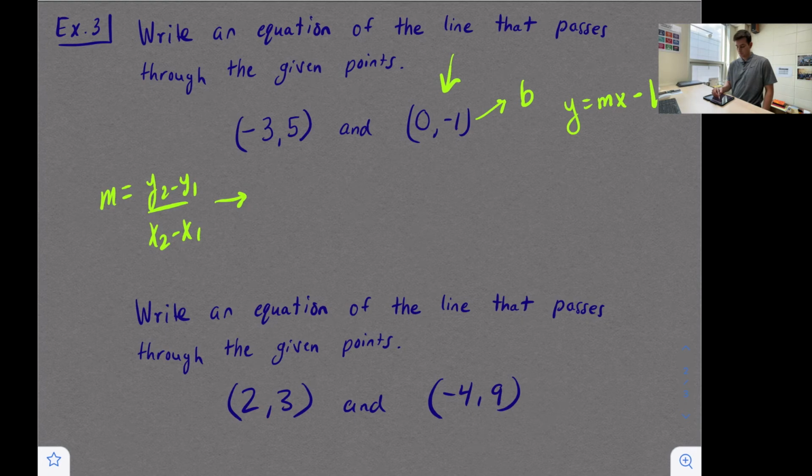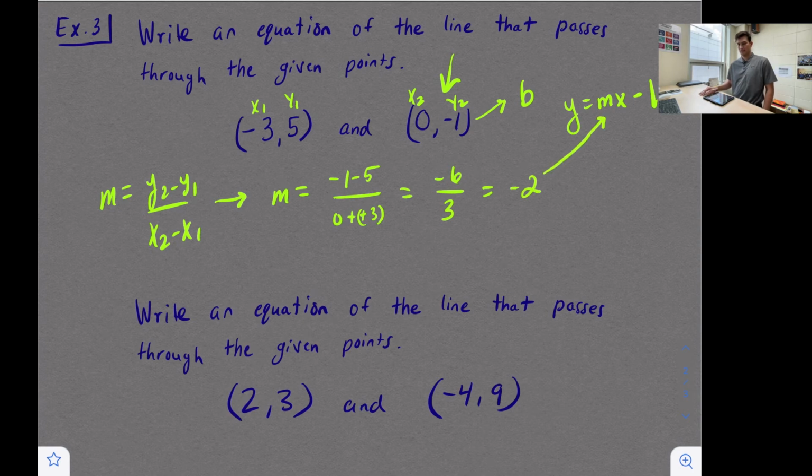We'll label our points, first point and second point. So we'll say m is equal to -1 minus 5 divided by 0 minus -3. -1 minus 5 is going to be -6. 0 minus -3 would be 0 plus 3. And so our slope is -2. Now we can plug -2 right in there for m. So our final equation would be y equals -2x minus 1.